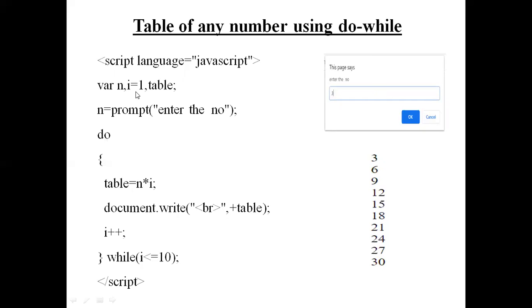I is the initial value to be multiplied, 3 into 1. Okay, then next number 3 into 2, 3 into 3. So N will be constant as 3. I should be incremented by 1 for the multiples. And the third variable is to store the value in the memory. So N is to be prompted. I'm generating the table of 3. Do table into n into 1. The calculation you have to give. Document dot write to display.